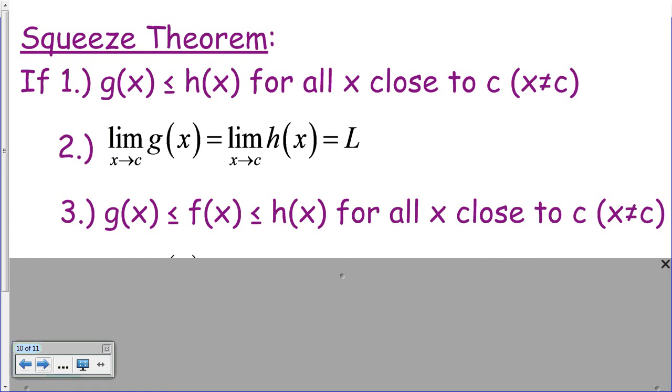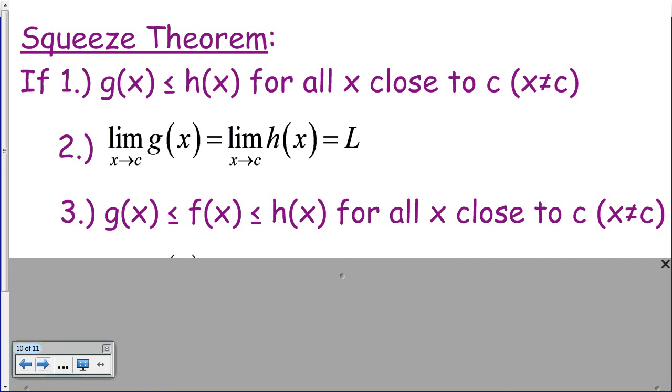The first one, it says if g of x is less than or equal to h of x for all x close to c. But you don't have to worry about what's happening right at c. Okay, so you have to come up with 2 functions, g and h, and show that function g is less than or equal to function h for x close to c. The second condition is that you have to be able to show that the limit as x goes to c of g of x is equal to the limit as x goes to c of h of x, which we'll call L here just for ease of writing later on. So you have to show that the 2 limits are the same as x goes to c.